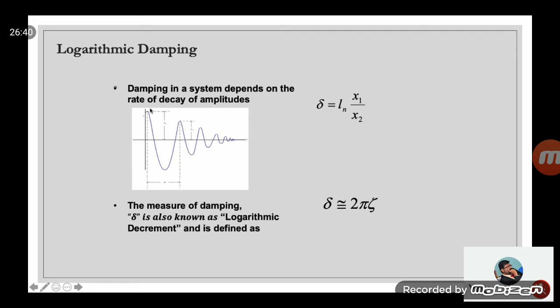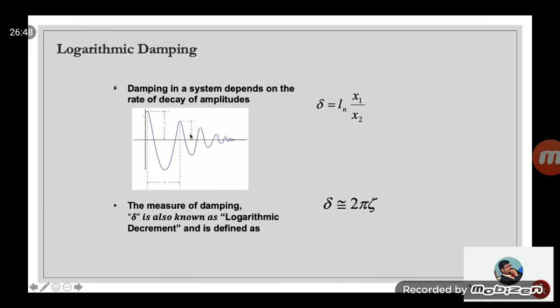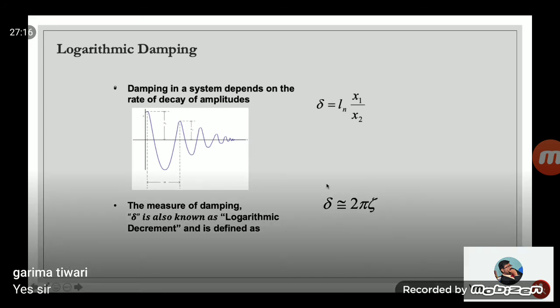So here is a vibration signature I'm showing. The first amplitude is x1, the next amplitude is x2, then x3, x4, and so on. The logarithmic decrement is defined as the natural logarithm of the ratio of two subsequent amplitudes. That's the logarithmic decrement, and it can also be approximately equated to 2 pi zeta, where zeta is the damping ratio.